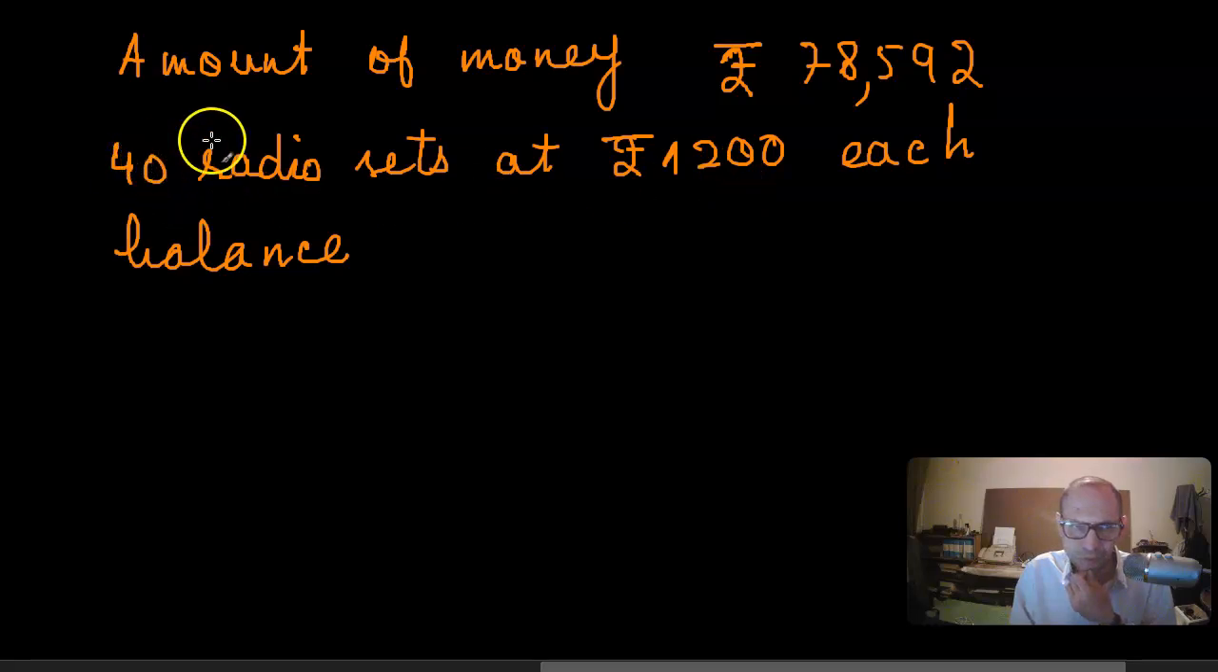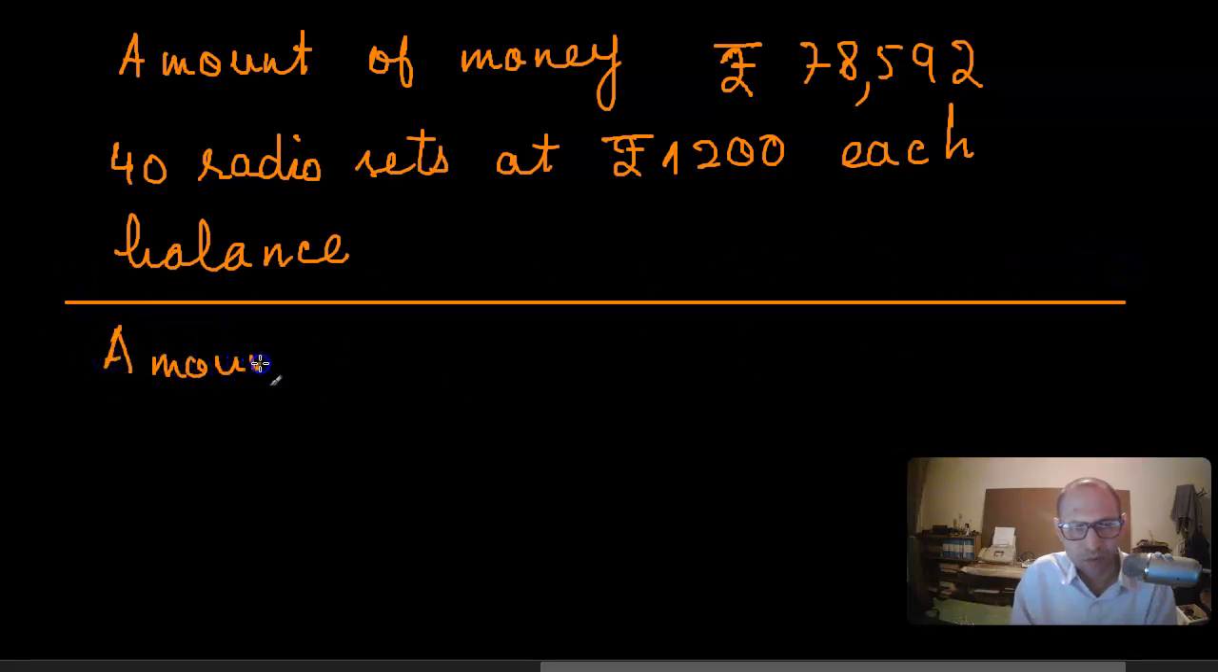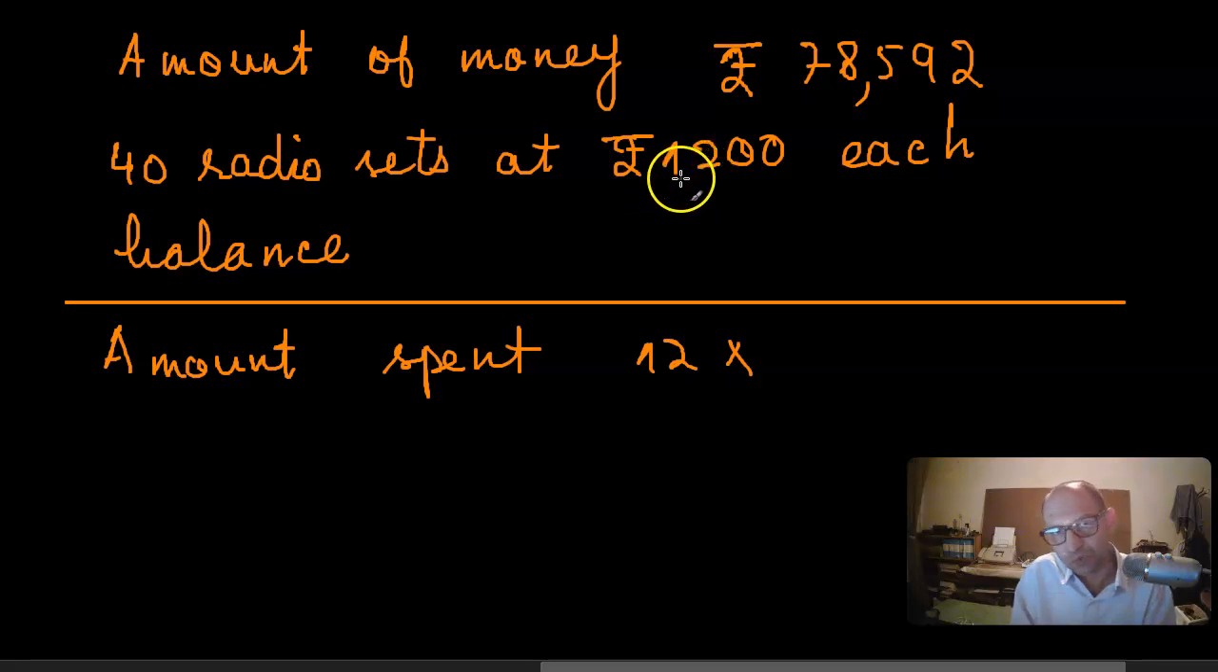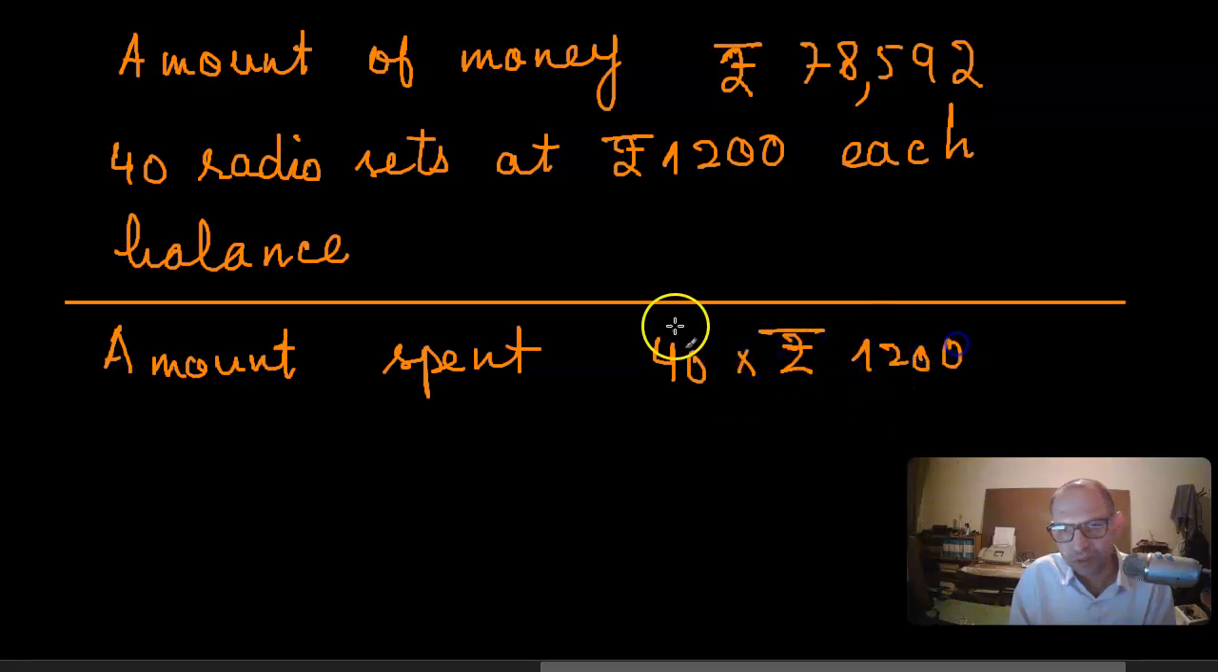So if you buy 40 radio sets at 1200 rupees each, the amount spent would be 40 times 1200 rupees, because each costs 1200 rupees. Excuse me, that's of course supposed to be a 4. So 40 of them would cost 40 times rupees 1200, which is the same thing as 4 times 12, equal to 48. That's a 48, and then you have three zeros. That's 48,000 rupees, right?